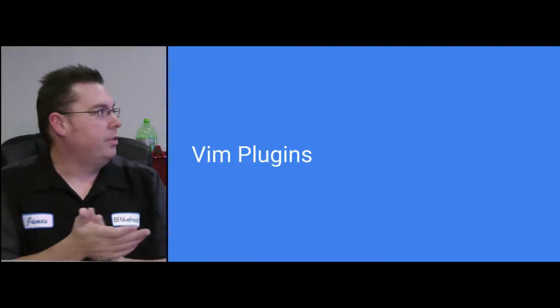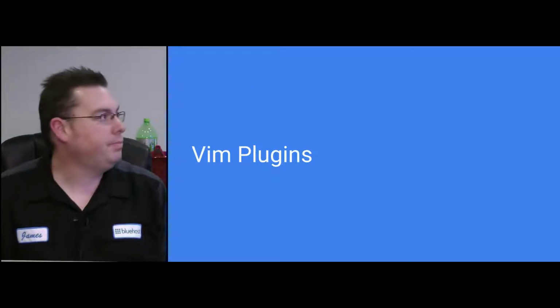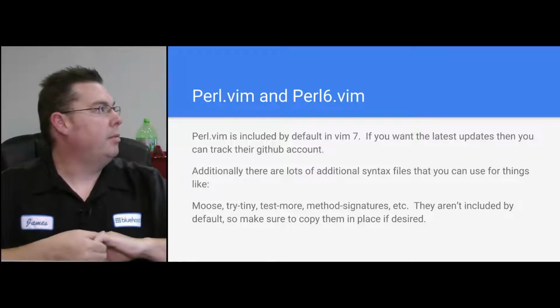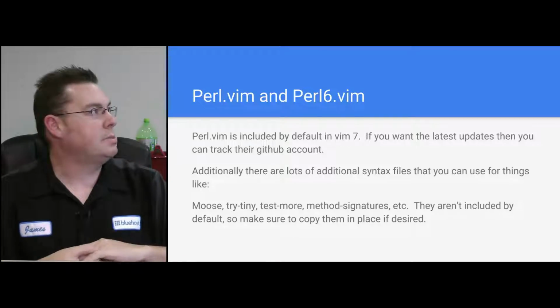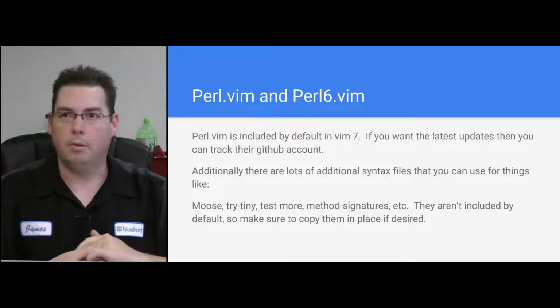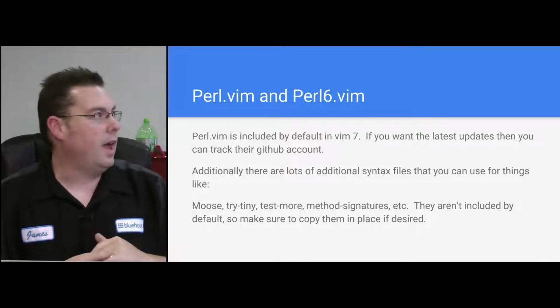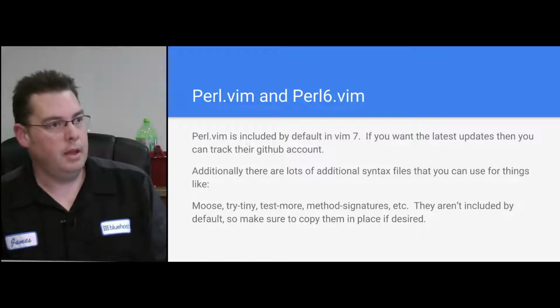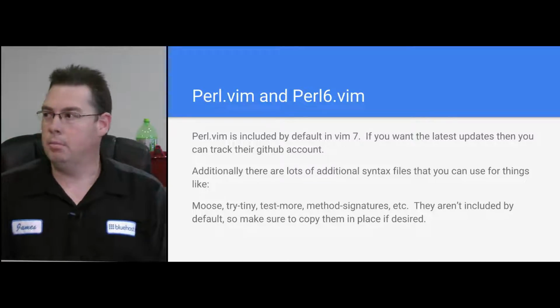Okay, so now we're on to actual plugins. First of all, there's perl.vim and perl6.vim. They've recently split out. It used to be one that handled both sets. And actually, this same distro is what is used by Vim natively, but if you go to GitHub, then you get bleeding edge.